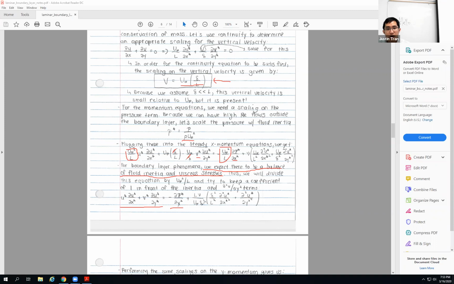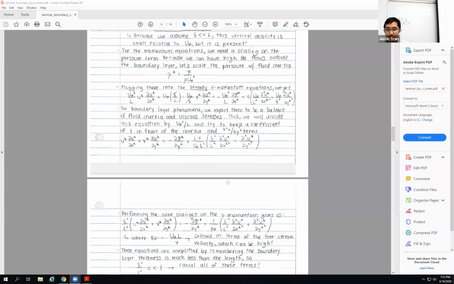There's a little bit of algebra involved here, but if you pull out these terms, you have L nu over U infinity delta squared. Then what you end up getting is delta squared over L squared times d squared u star dx star squared plus d squared u star dy star squared. So that's what you get after plugging in all the scalings.